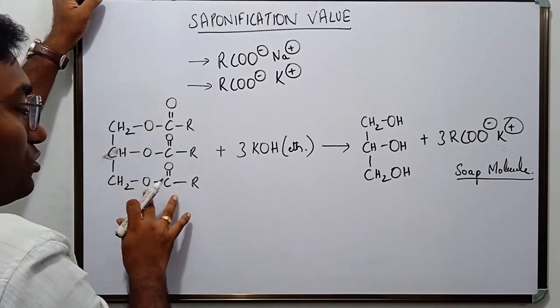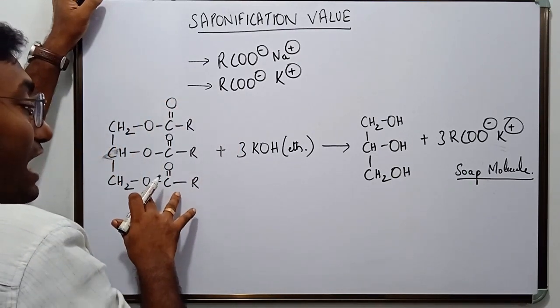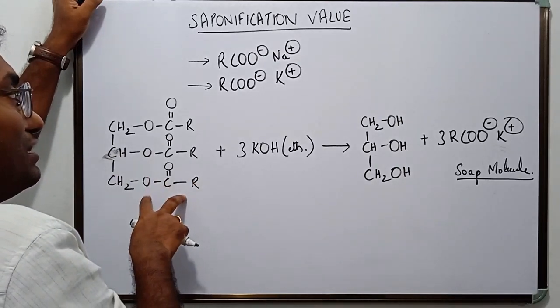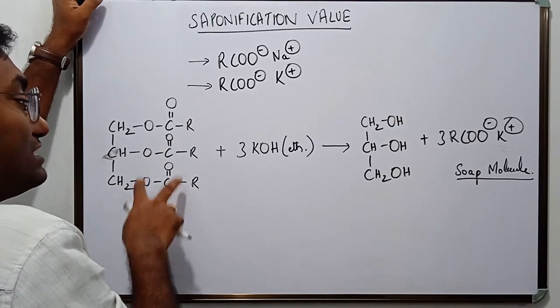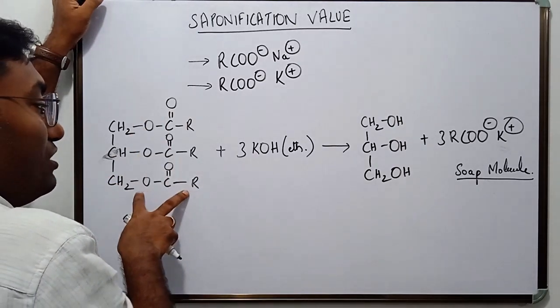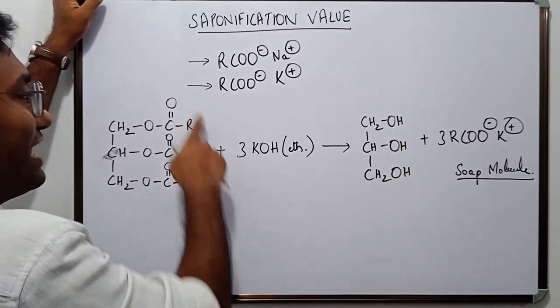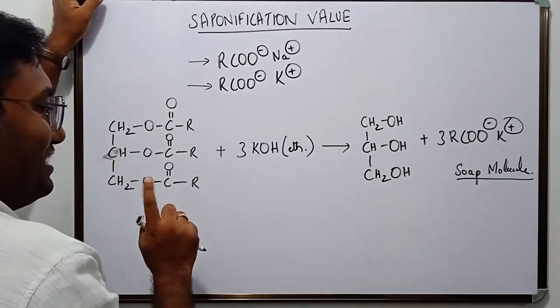So triglyceride molecules you can find abundantly in animal fat and in vegetable oil. That is why, using vegetable oil such as coconut oil, we can make soap. Olive oil, we can make soap, because the component there is a triglyceride molecule, right?